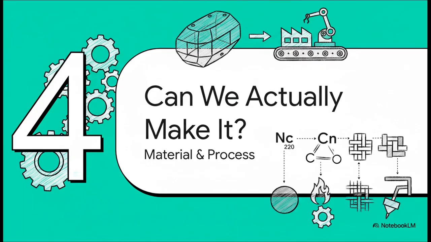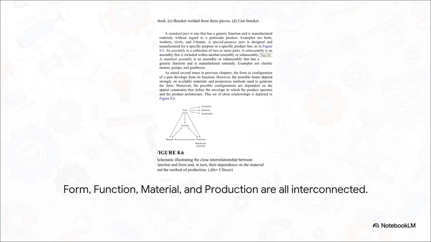But wait, choosing a configuration isn't just about picking the best shape on paper. A design is completely worthless if you can't actually make it. And this brings us to one of the most critical relationships in all of engineering: the link between a part's shape, the material it's made of, and how you're going to manufacture it. This little triangle here, this is one of the most powerful ideas in design. It shows that form, function, material, and production are all tied together at the hip. You can't change one without it yanking on all the others.